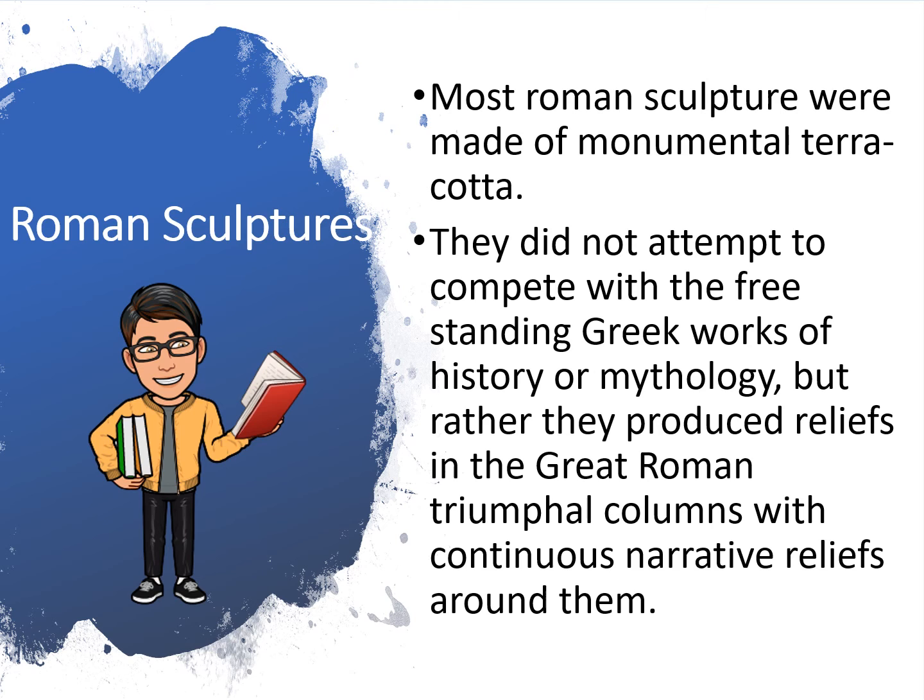Sabi dito, rather nag-produce daw yung Romans ng triumphal columns with continuous narrative reliefs around them. Kasi parang ang goal or purpose ng Roman sculpture ay to give glory, magkaroon ng glorification sa pride ng Roman. Kaya ang kanila yung mga triumphal columns, usually yung mga column tapos yung mga sculpture nila nandoon sa between the columns. Like for example yung sa the Colosseum ng Roman. Makikita niyo yung sa Colosseum, paikot siya, tapos bawat sa gitna ng column, yung mga poste.